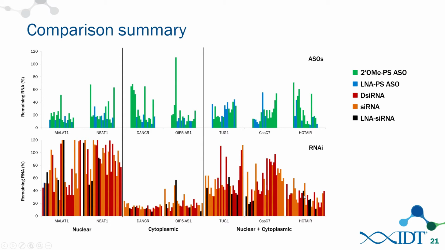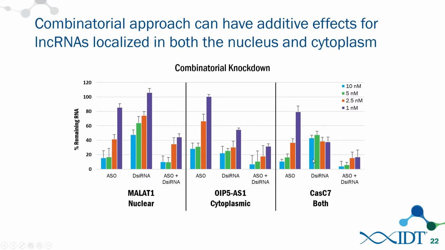But after seeing this result, where there seemed to be a maximal amount of knockdown activity by RNAi, we wondered if combining the two technologies could get even enhanced knockdown activity. And so we selected a nuclear long non-coding RNA, a cytoplasmic long non-coding RNA, and one of our dual localized long non-coding RNAs. And we looked at an antisense oligo and a dicer substrate, from 1 nanomolar dose to 10 nanomolar dose. And when combining the two methods for the nuclear target, we didn't see any improved activity for the higher doses, but potentially for the lowest dose employed, there was a little bit of enhanced activity when combining the two methods. For the cytoplasmic target, when we combine an antisense oligo and a dicer substrate, we got enhanced activity.